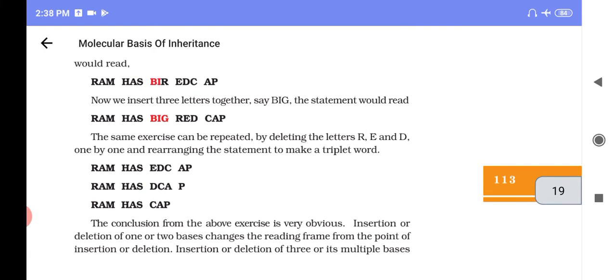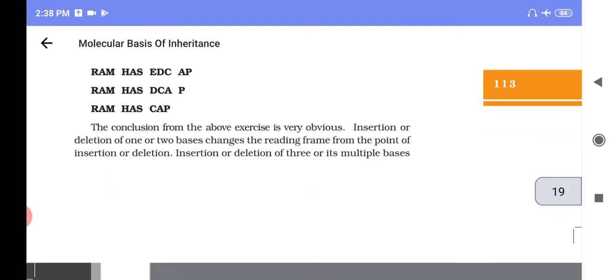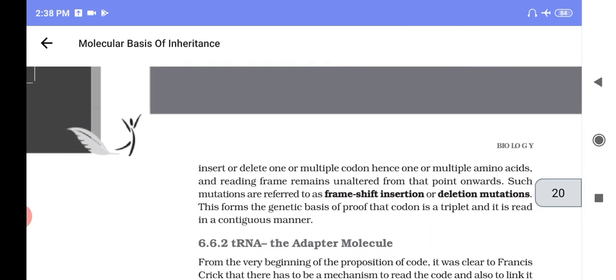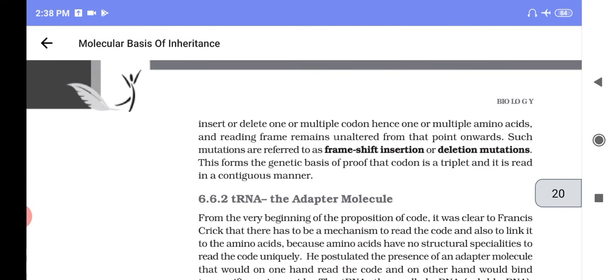Insertion or deletion of one or two bases changes the reading frame from the point of insertion or deletion. Insertion or deletion of three or its multiple bases inserts or deletes one or multiple codons, hence one or multiple amino acids, and the reading frame remains unaltered from that point onwards. Such mutations are referred to as frameshift insertion or deletion mutations. This forms the genetic basis of proof that the codon is a triplet and it is read in a contiguous manner.